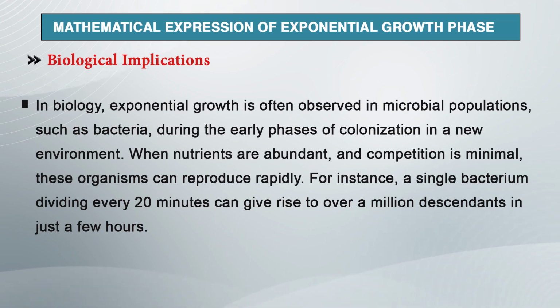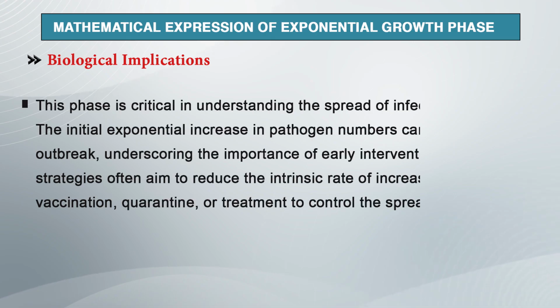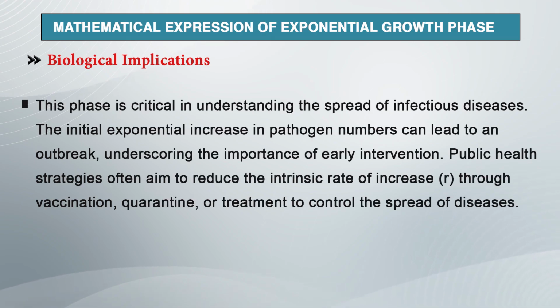For example, a single bacterium in exponential growth can divide every 20 minutes, and this division can give rise to over a million descendants in a very few hours. So, this phase is critical in understanding the spread of infectious disease. The initial exponential increase in the pathogen number can lead to outbreak and pandemic, underscoring the importance of early intervention.